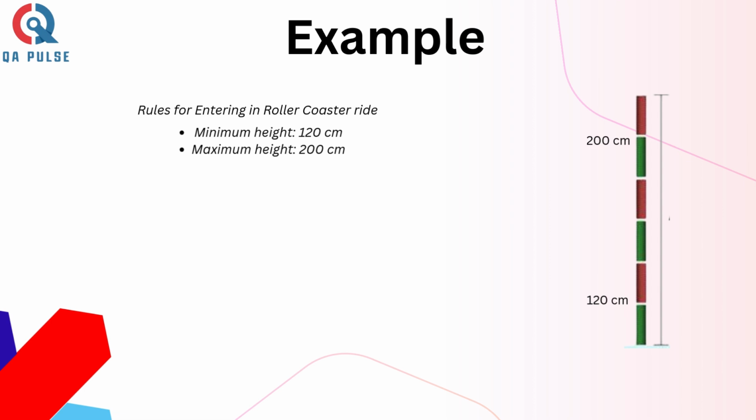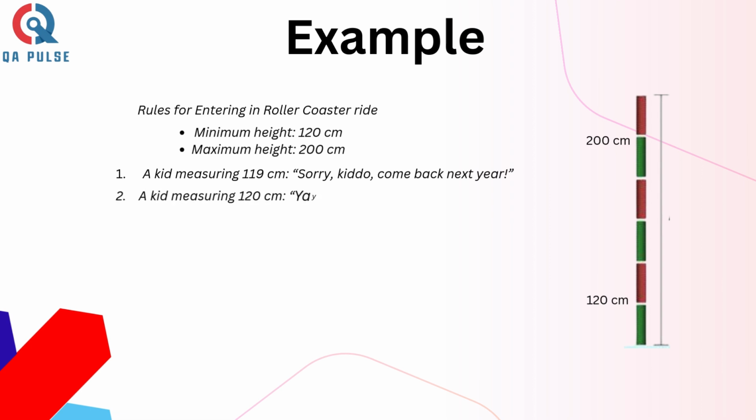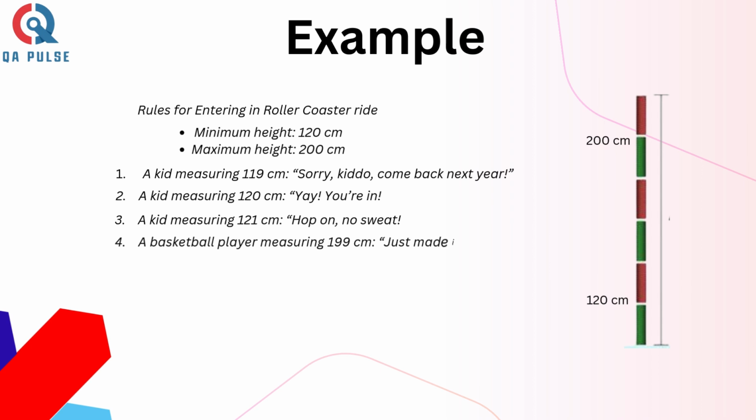If a kid is measuring 119 centimeters, I'm sorry, he is not allowed for this ride. Now a kid measuring 120 centimeters, yay, he is in, barely made it. And if a kid is measuring 121 centimeters, he is clearly safe and he can take the ride. For example, a kid who is maybe a basketball player, measuring 199 centimeters, he has also made it and he is in the safe zone.